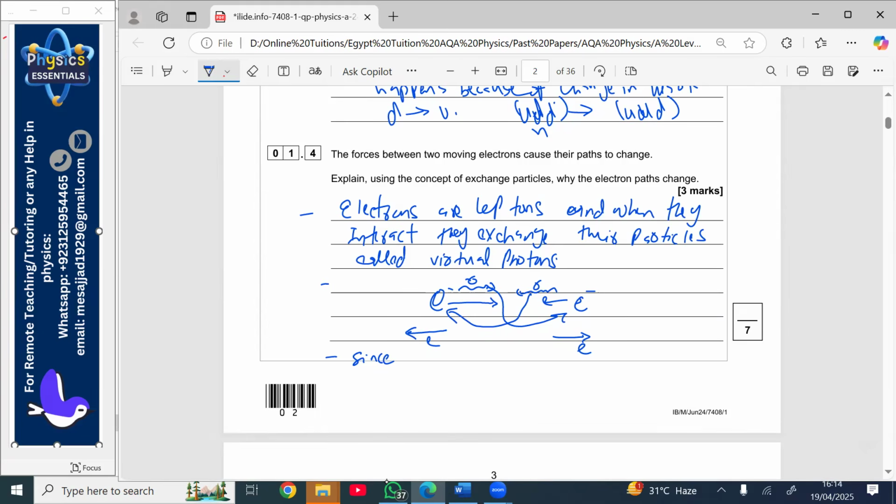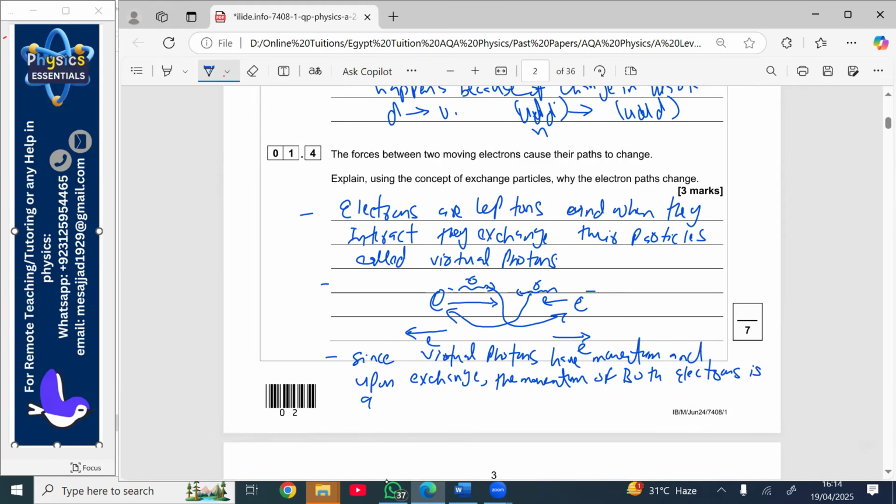since virtual photons are moving in opposite directions. It means they have some momentum. Since virtual photons have momentum, and upon exchange, the momentum of both electrons is also changed. So when the momentum is changed, of course, the direction of the electrons will be changed as well.